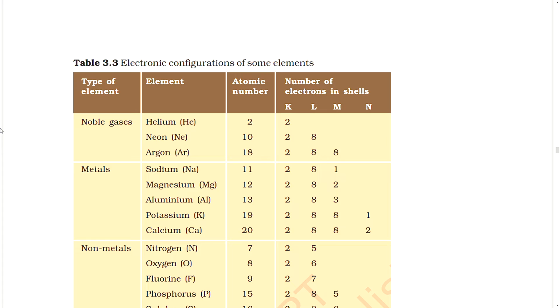Table: electronic configuration of some elements. Type of element, element, atomic number, number of electrons in shells. Noble gases: helium He 2, 2; neon Ne 10, 2 8; argon Ar 18, 2 8 8. Metals: sodium Na 11, 2 8 1; magnesium Mg 12, 2 8 2; aluminium Al 13, 2 8 3; potassium K 19, 2 8 8 1; calcium Ca 20, 2 8 8 2.